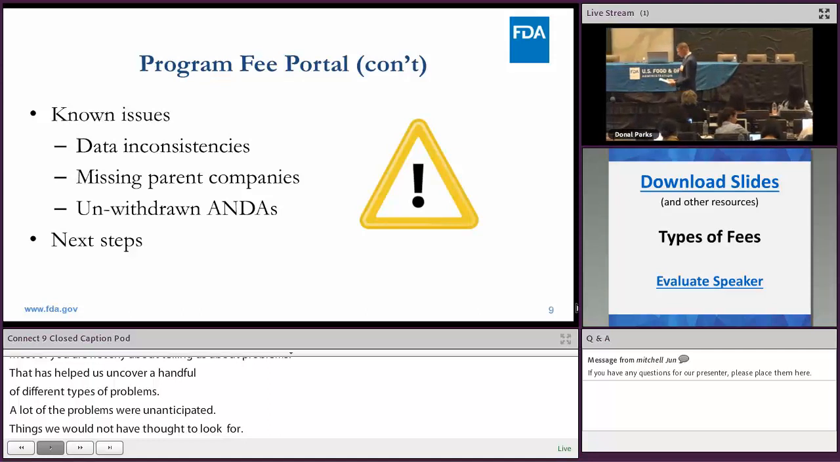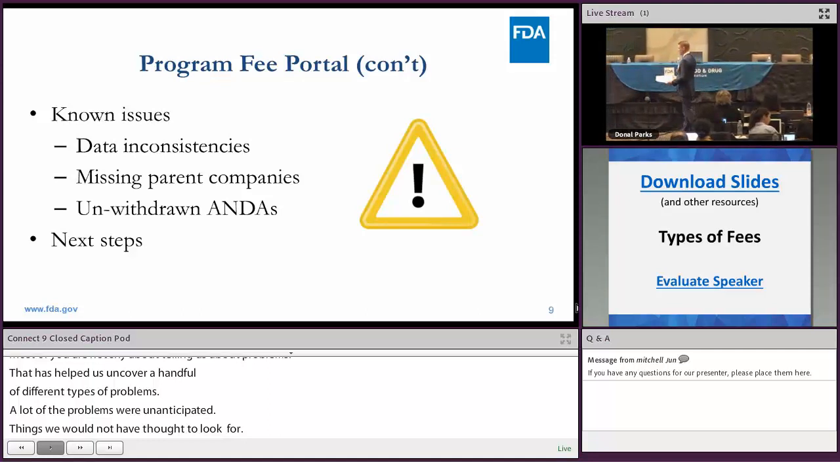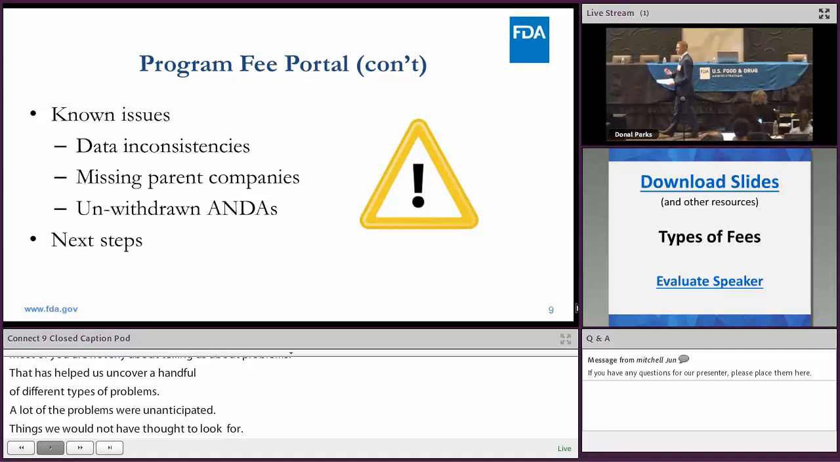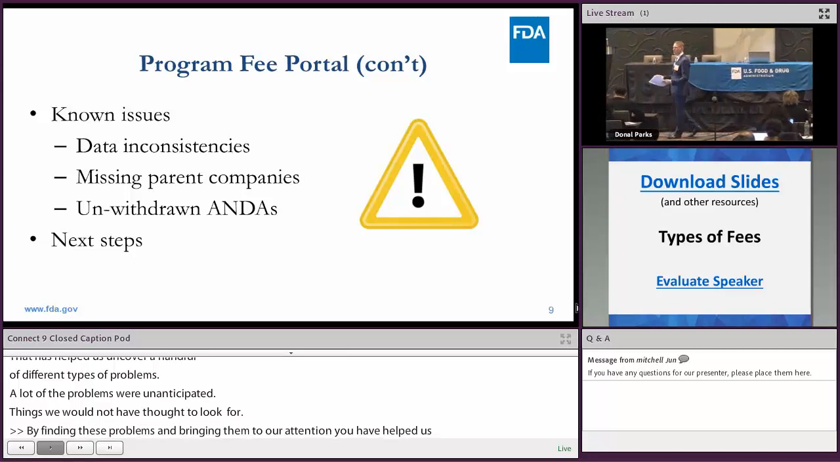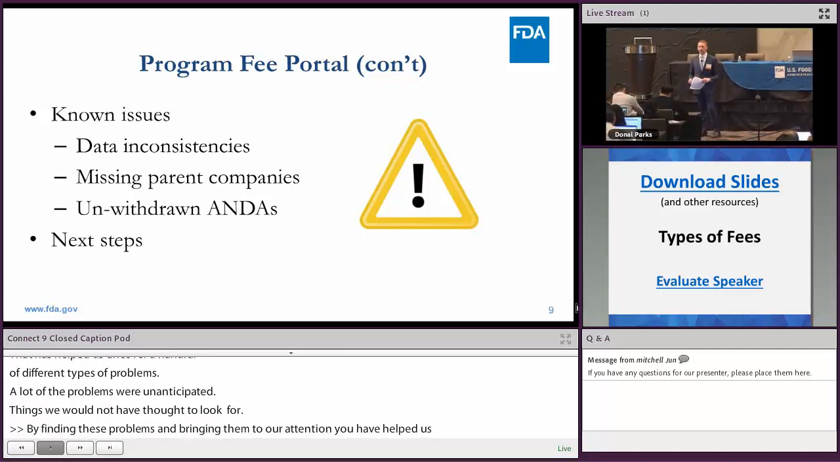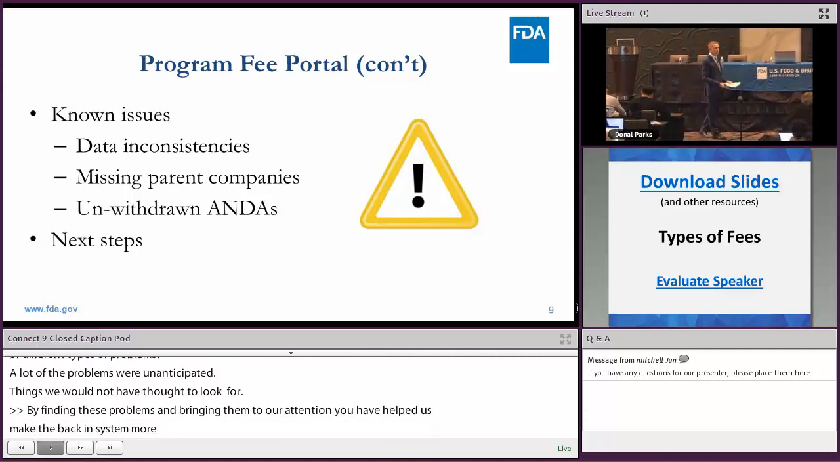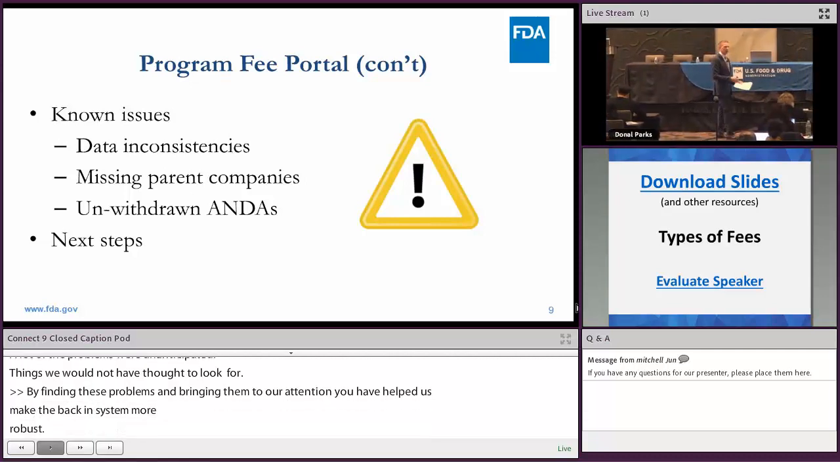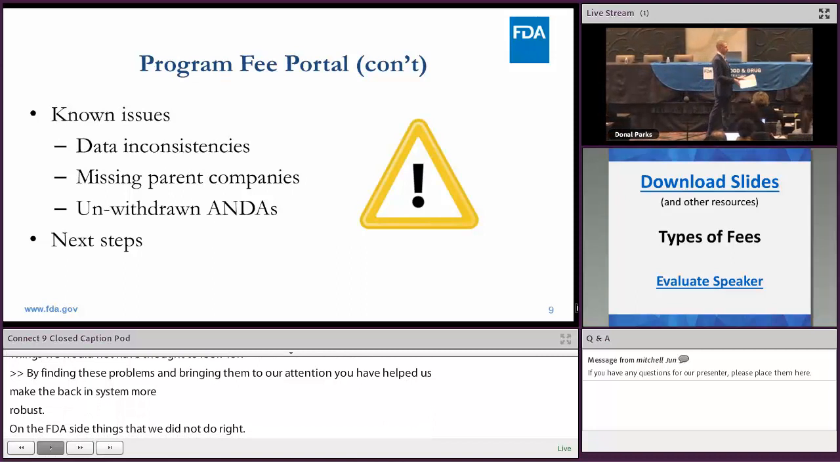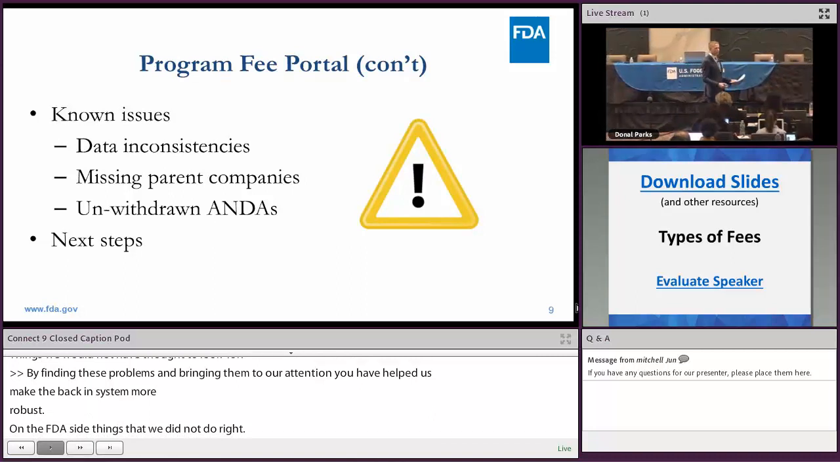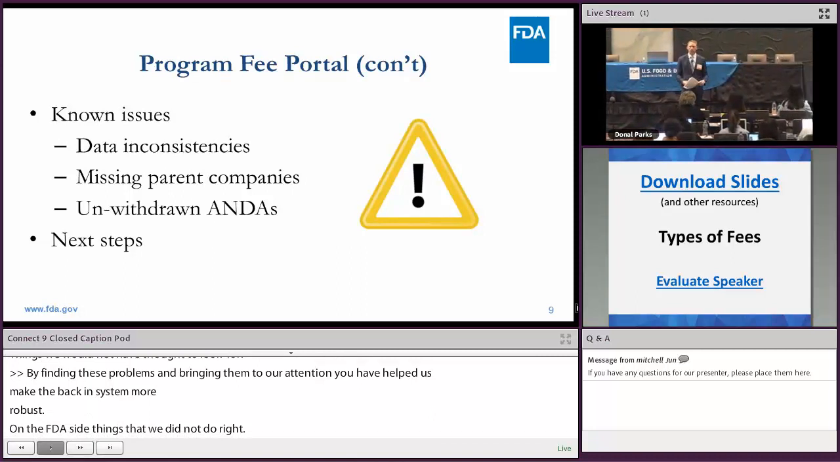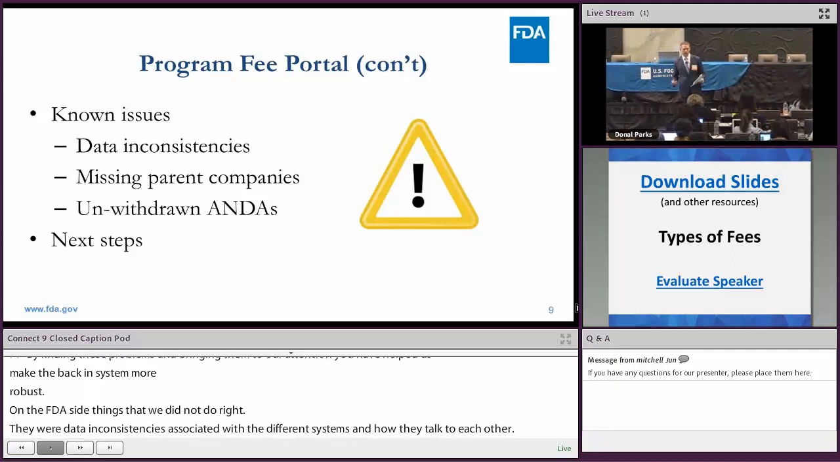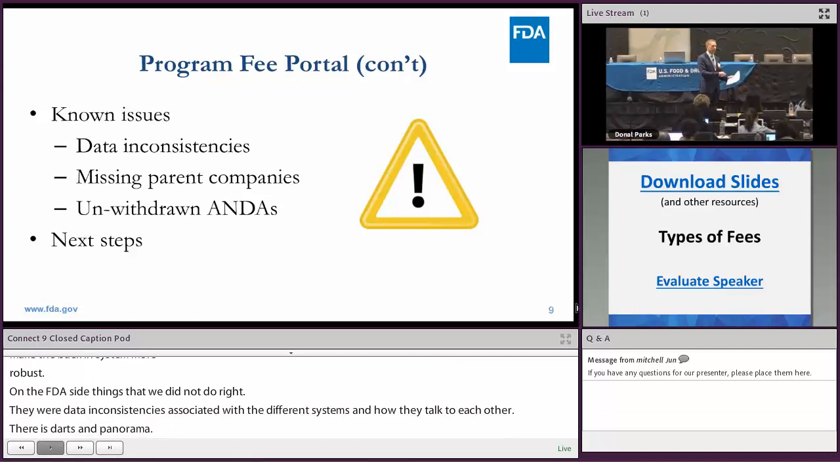So on the FDA side, things that we didn't do right, there were some data inconsistencies associated with how the different systems we have in the background talk to each other. So we have two major systems. There's DARTS and Panorama. DARTS is the system that was in use until Panorama came on the stage, and a lot of information is still stored and processed in DARTS. And so the two have to talk to each other, and they do that. There's periodic overnight batches where they upload here and download there, which is way beyond my count. I can't understand that stuff.